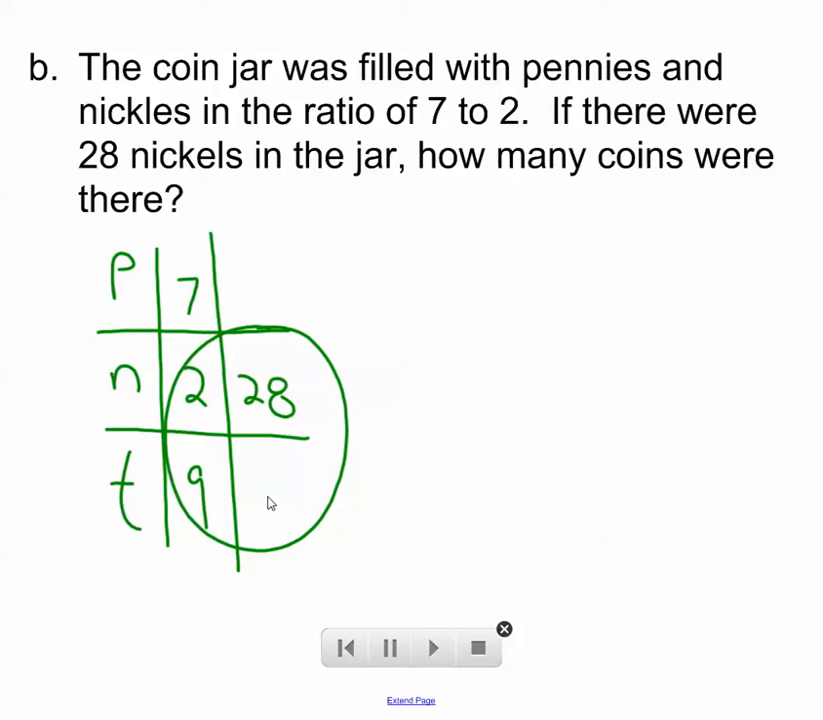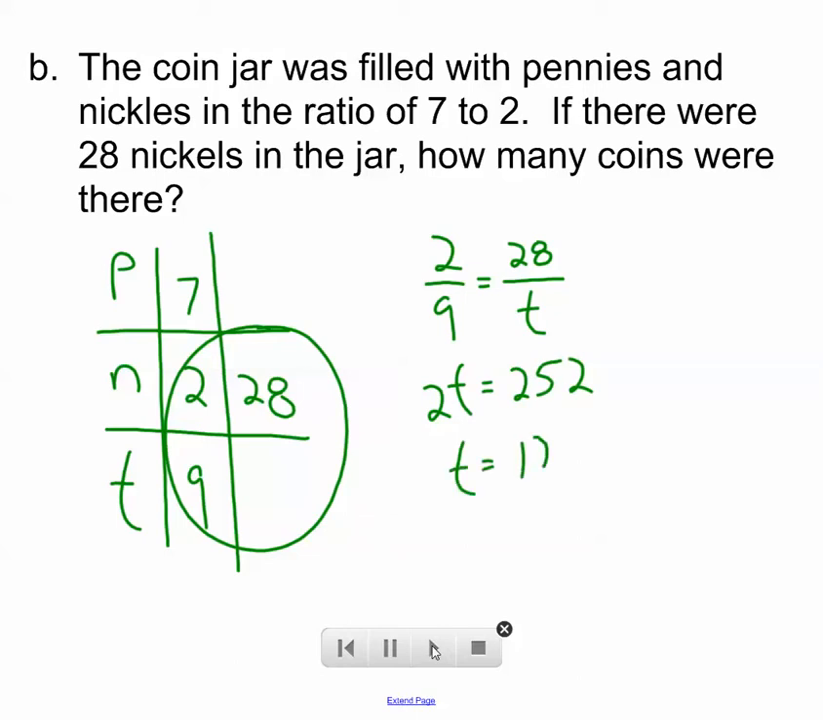We want to figure out this box right here. Again, we don't care how many pennies were in the jar. We're trying to figure out how many total coins were in the jar. So here's our proportion. 2 over 9 equals 28 over t for total coins. Do cross products. 2t equals 9 times 28. And divide both sides by 2. 252 divided by 2 is 126 coins. Okay. Reasonable. Yeah, it's reasonable. Okay, 28 out of the 126 coins are nickels. Many, many more of them are going to be pennies.